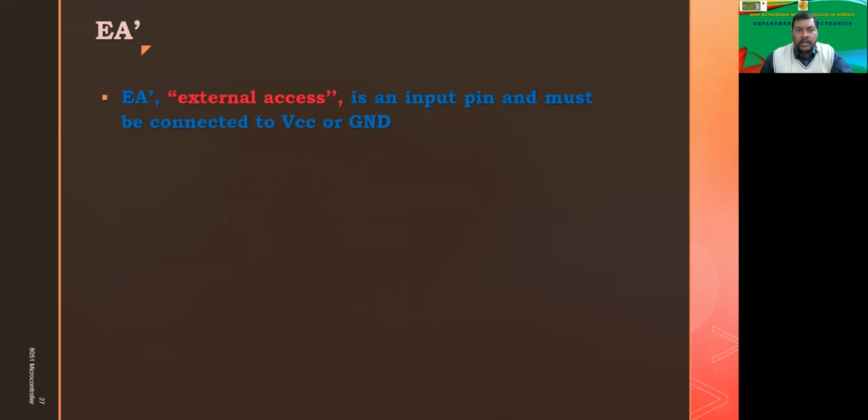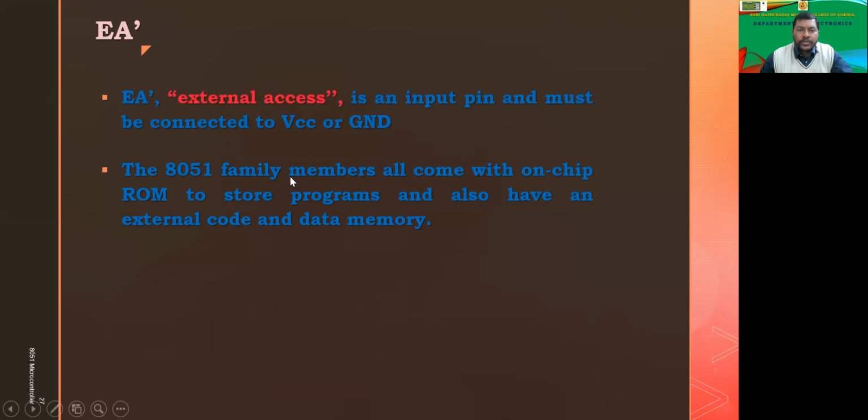Then we have the external access pin, that is EA, which is an input pin and must be connected to VCC or ground, right? Now the 8051 family members all come with on-chip ROM to store programs, and can also have external code and data memory, right? So we have on-chip ROM, and if we want access to be given to the outside, then this external access can be used, right? Normally the EA pin is connected to plus VCC, that is, we are having an internal access.